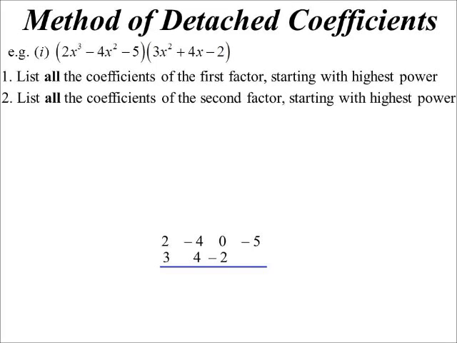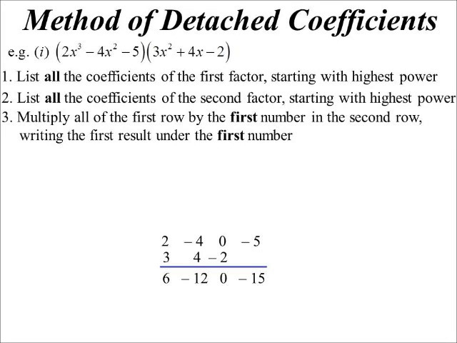Here we go. By the way, you'll notice when I listed it, I didn't put the 3 under the -4. It's not like it's a negative squared. I start with whatever the highest one is and go down. Now, we multiply all of the first row by the first number in the second row. In effect, it's exactly what I just did. I'm saying I'm going to multiply everything by this number. So I'm going to multiply everything by 3. I'll get 6, -12, 0, -15.